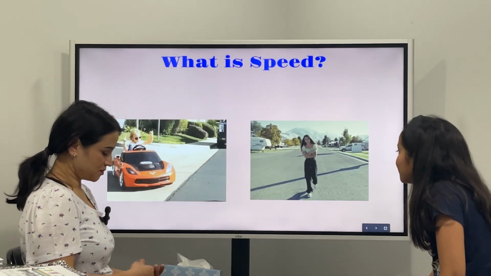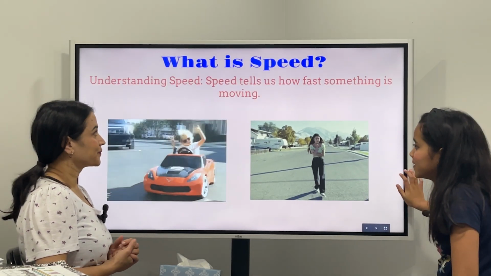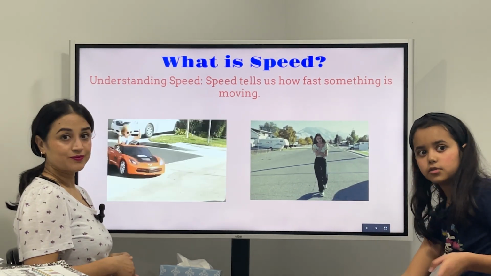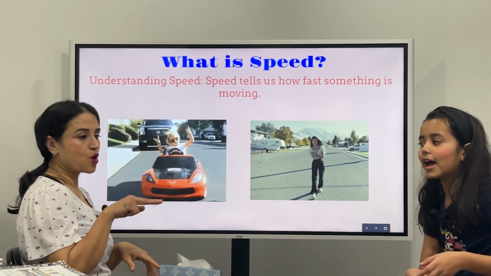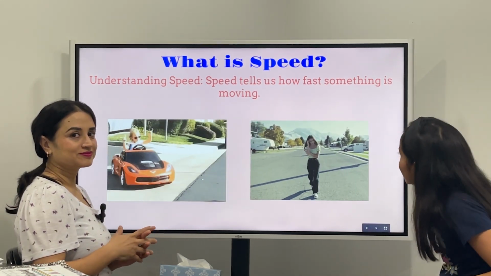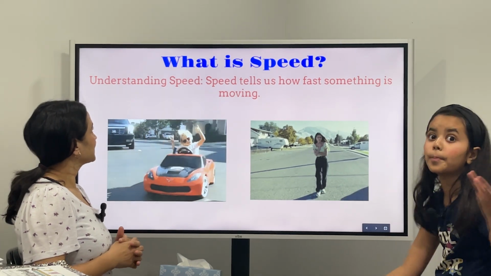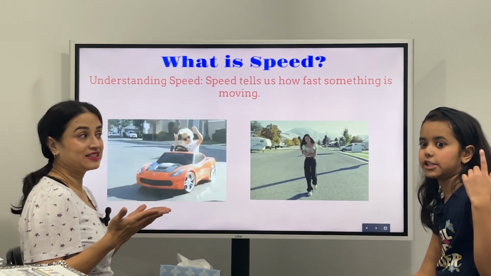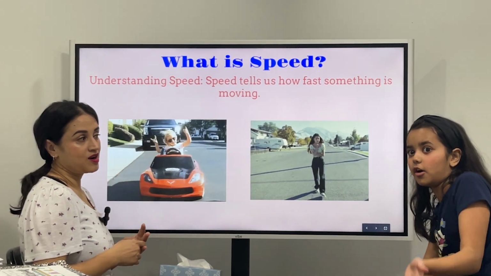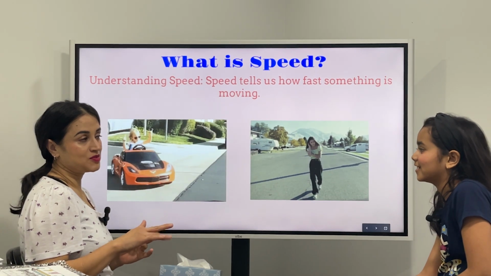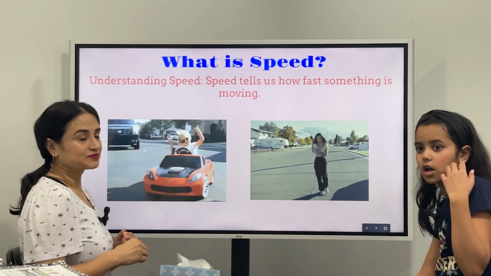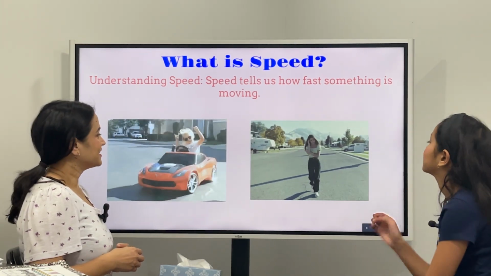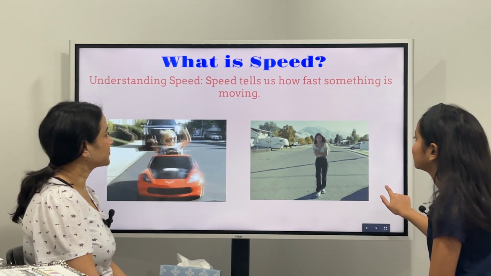Can you explain what is speed? So understanding speed. Speed tells us how fast or how slow the person is going. It could be a plane, like a jet, a plane, a train, or a car. Slow can be the person who is human walking, a robot, a human, and another thing.